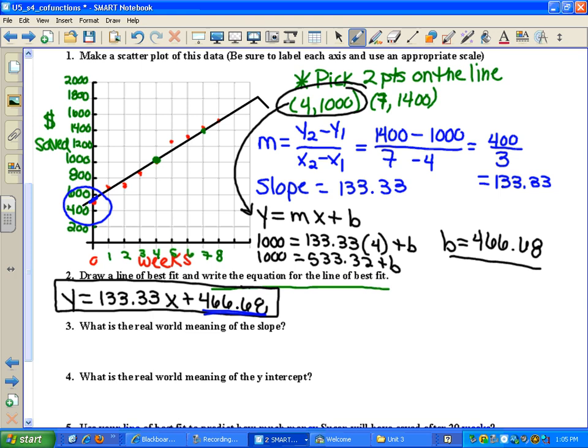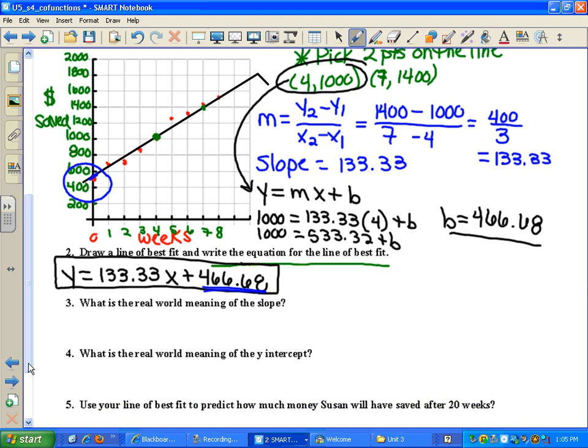Okay, let's go ahead and answer the next question. What's the real-world meaning of the slope? We're going to write our slope as a fraction. And my slope is 133.33, and I'm going to write it over 1. That's just going to help me find the real-world meaning. Recall, slope is the rise over the run.